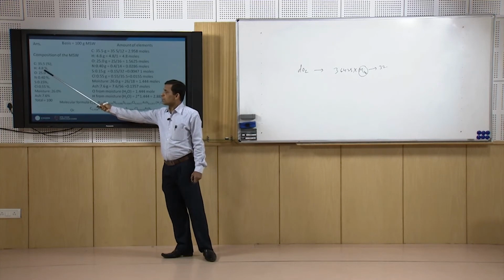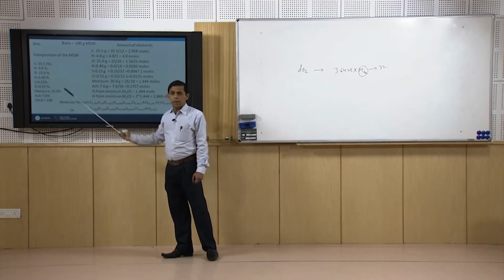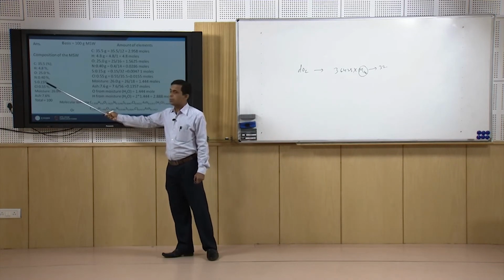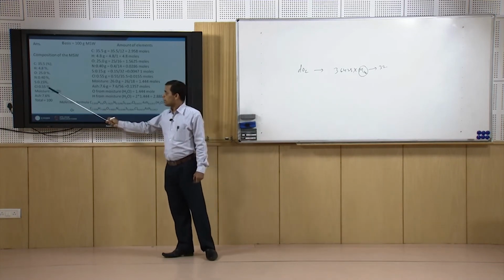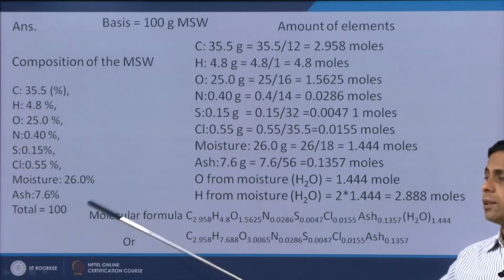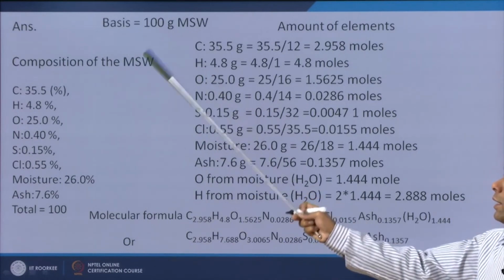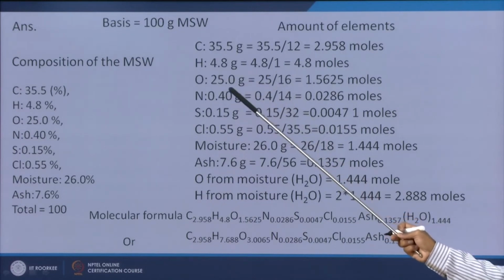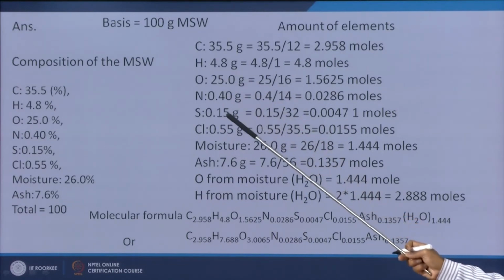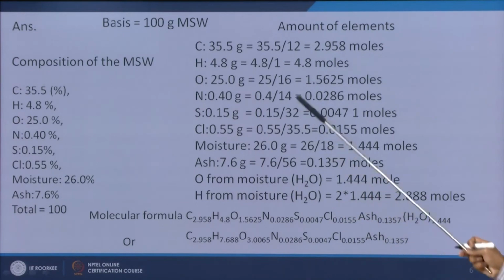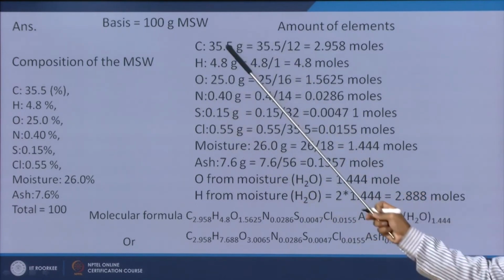35.5%, hydrogen 4.8%, oxygen 25%, nitrogen 0.40%, sulfur 0.15%, Cl 0.55%, moisture 26% and ash 7.6%. So, total is equal to 100%. So, out of 100 gram we will get carbon 35.5 gram, hydrogen 4.8 gram, oxygen 25, nitrogen 0.4, sulfur 0.15 gram, Cl 0.55 gram, moisture 26 gram and ash 7.6 gram. So, these are the mass out of 100 gram.